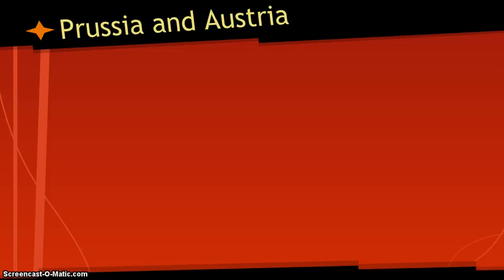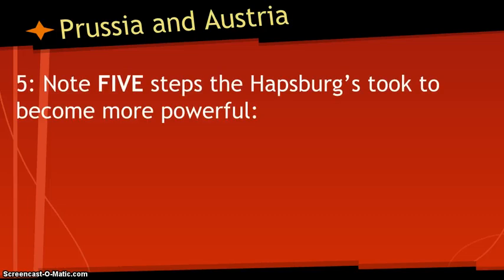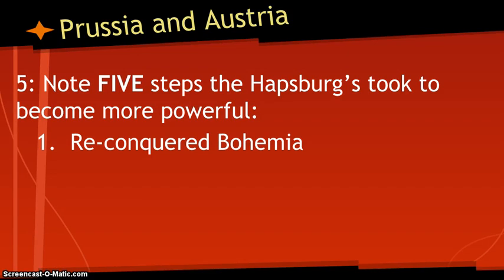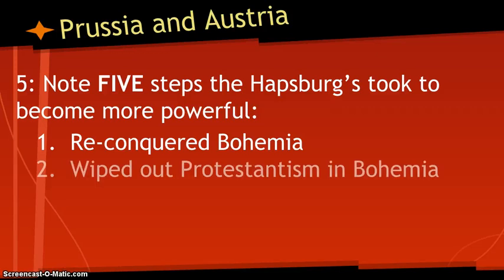Now we're moving on to the third and final box about Prussia and Austria. Number 5 asks you to note 3 steps the Habsburgs took to become more powerful, but I am going to go over 5 of them. 5 steps the Habsburgs took to become more powerful. Number 1, they reconquered Bohemia. Now, they had lost control of this area, and actually with the start of Ferdinand II, he took back over this area and asserted his control over Bohemia.